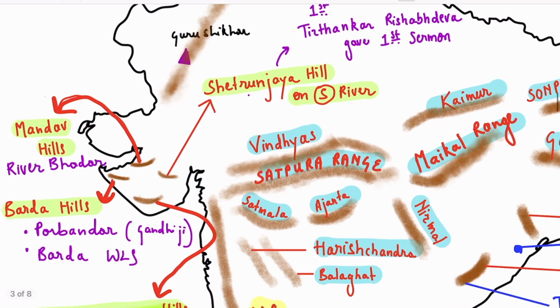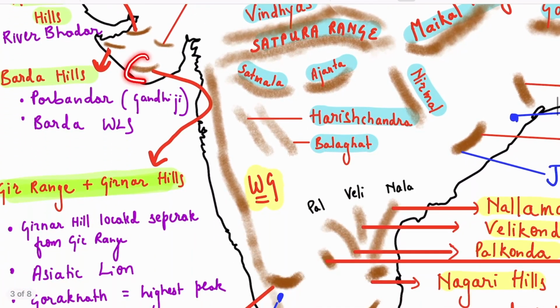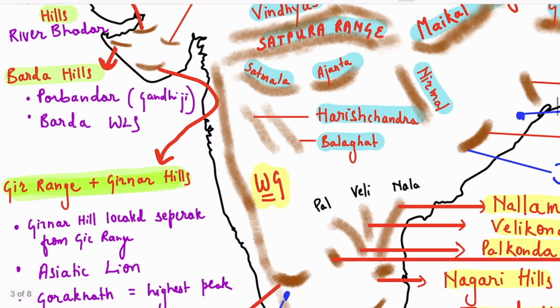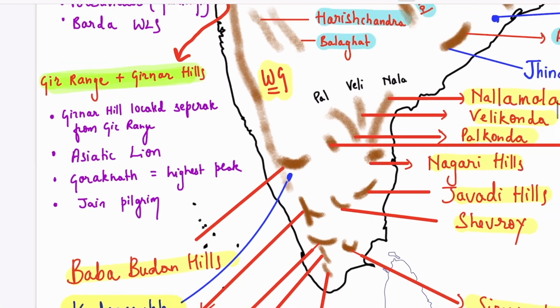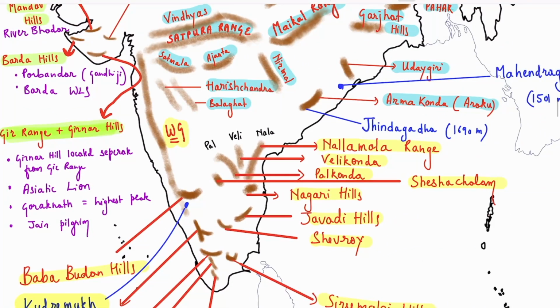Now, after that, if we go a little bit more south, then here we have the Gir Range and the Girnar Hills. First of all, I would like to clarify a confusion that is often there: Gir Range and the Girnar Hills are different. Girnar Hill is located separately from the Gir Range. They are the natural habitat of the Asiatic lion. And Gorakhnath happens to be the highest peak. And also, this place is very important for the Jaina pilgrimage.